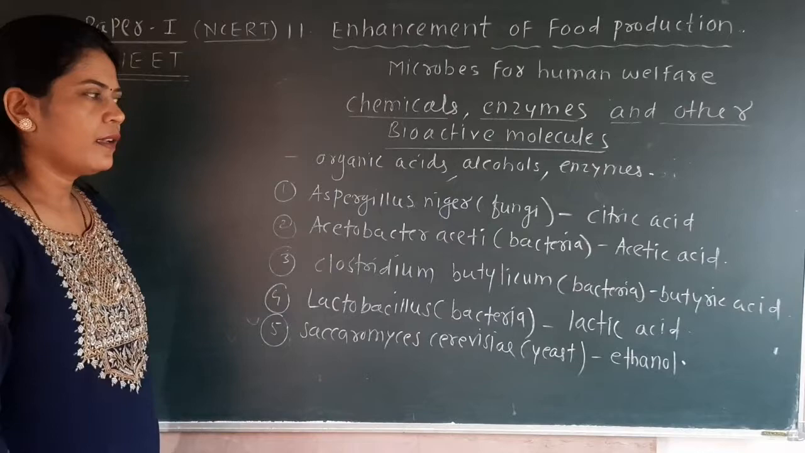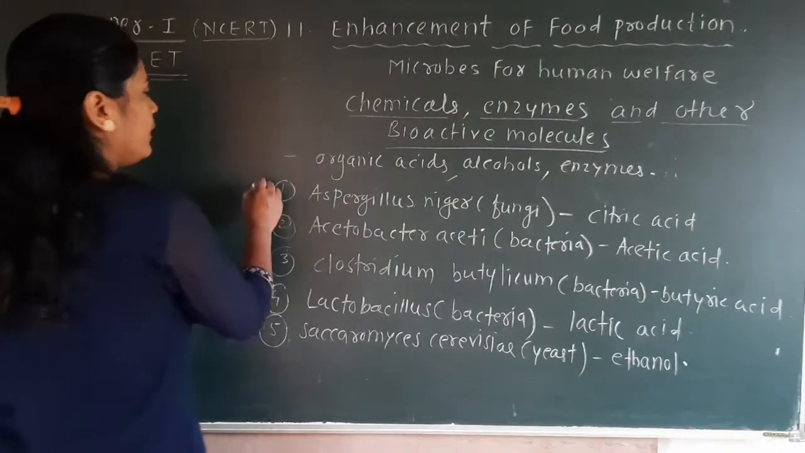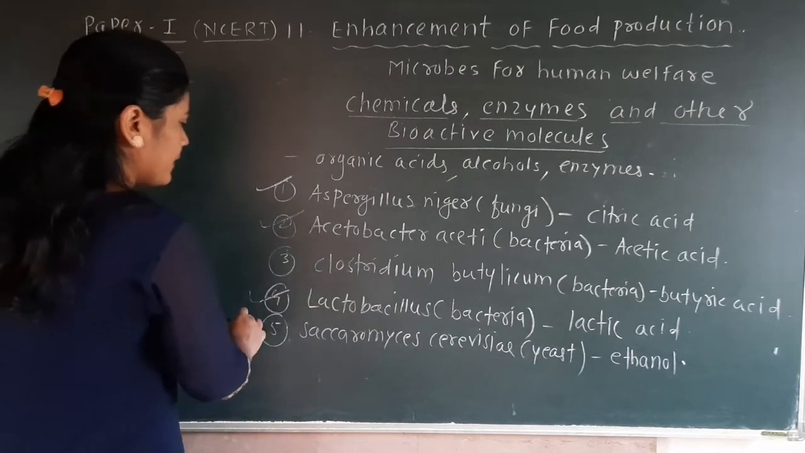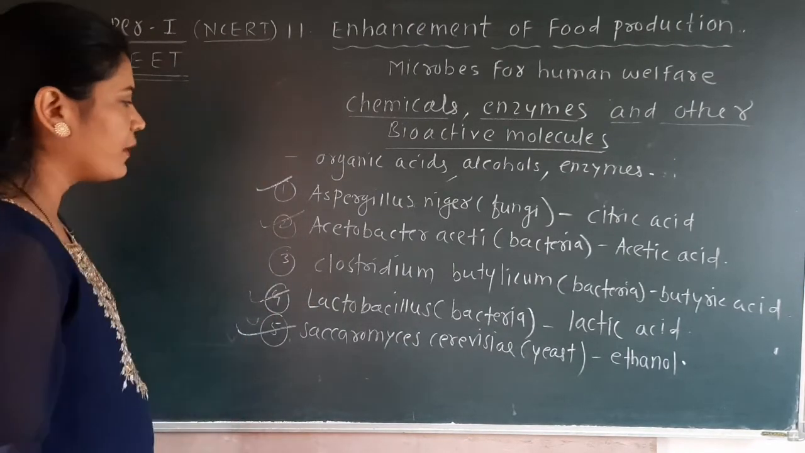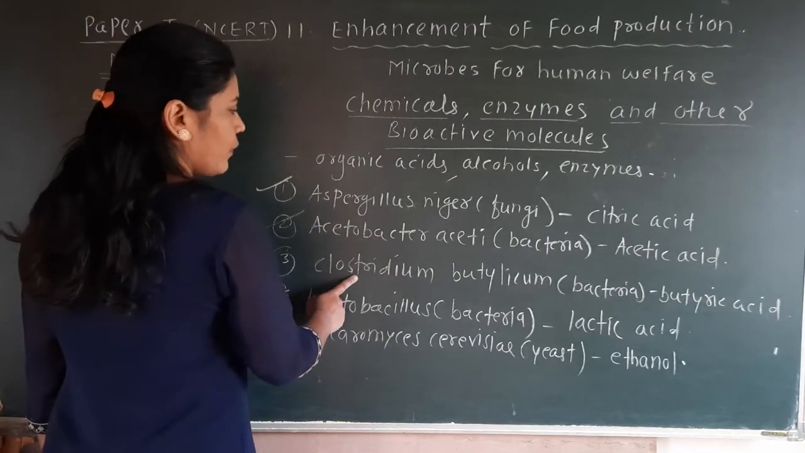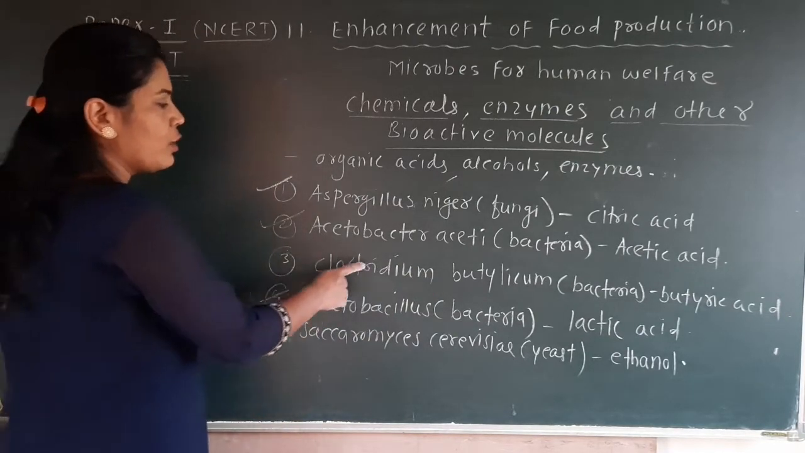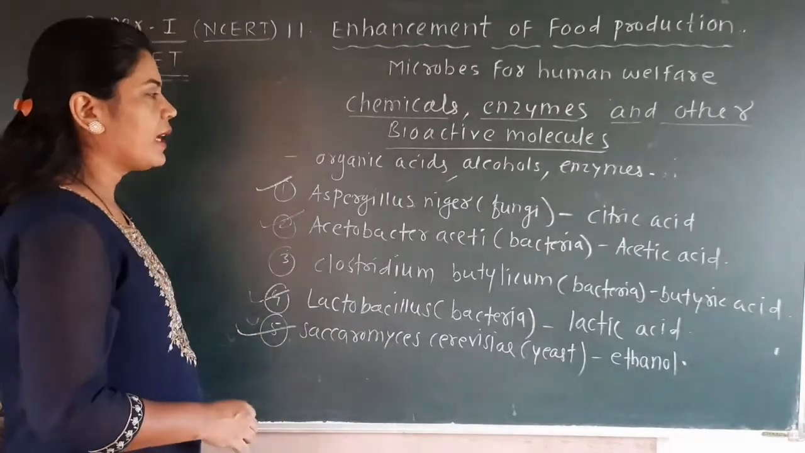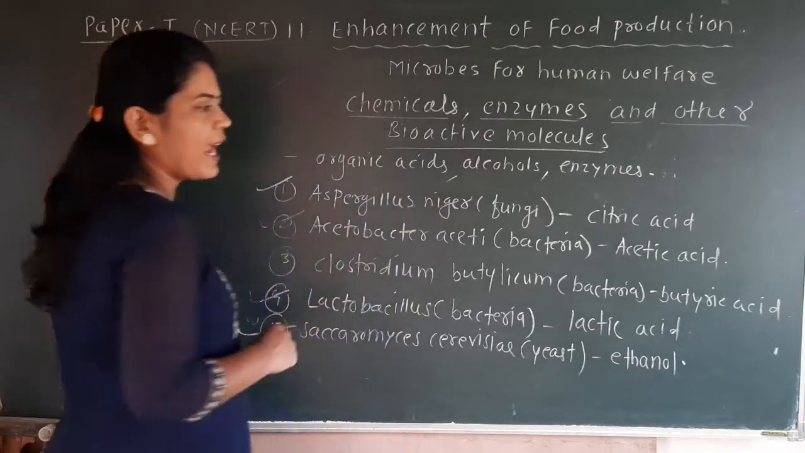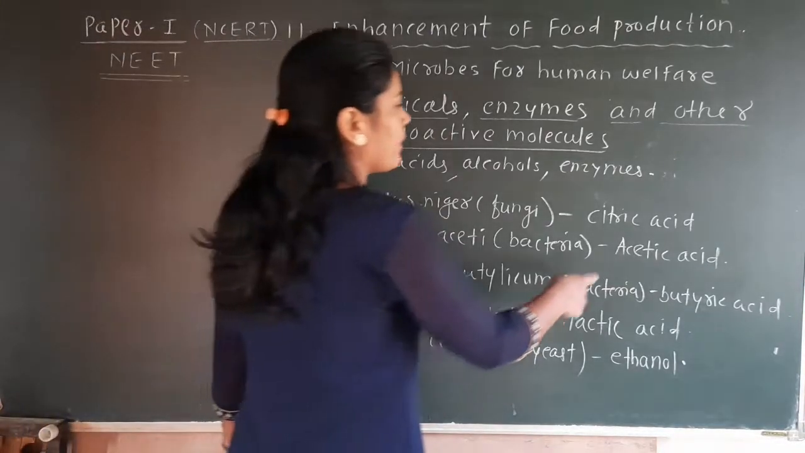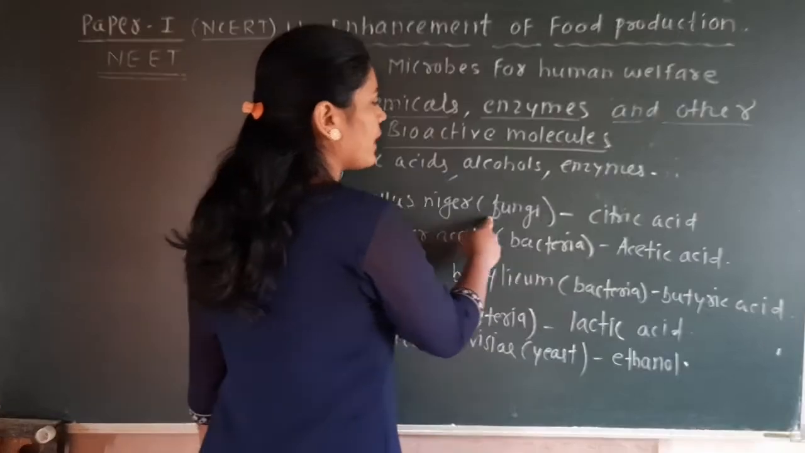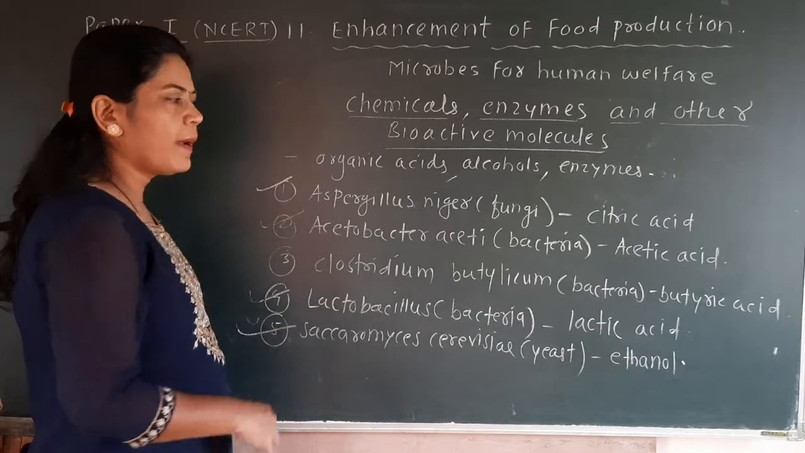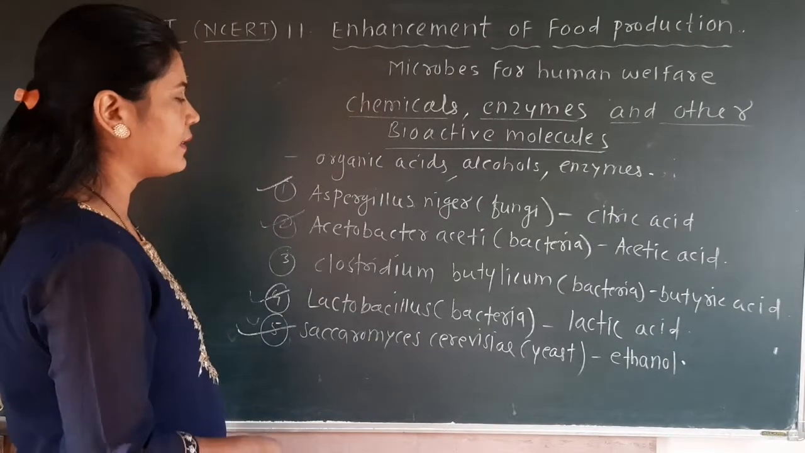See students, you are well known about this Aspergillus niger, Acetobacter, Lactobacillus, Saccharomyces cerevisiae, but one additional point is given, and that is the Clostridium botulicum. But here you have to read carefully, that is, these are the names of the microbes and these are the products produced by them. See here, Aspergillus niger, which is the fungi, produce the citric acid. Acetobacter acidi is a bacteria which produces acetic acid.